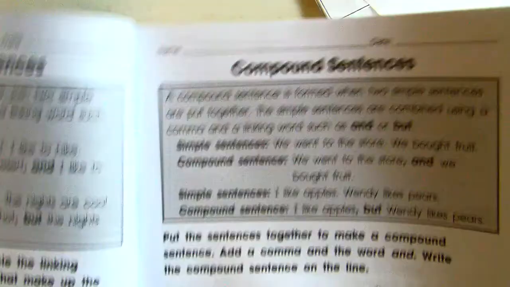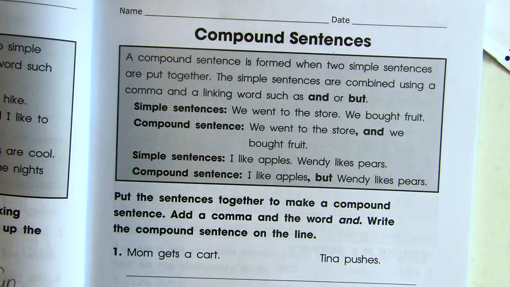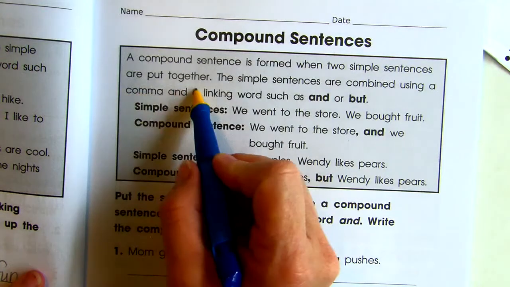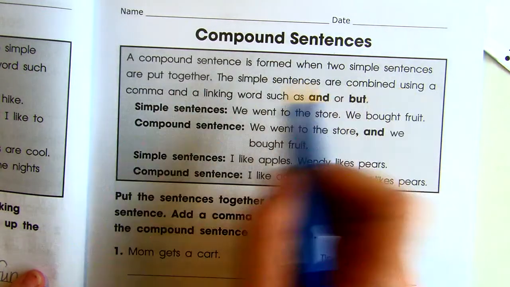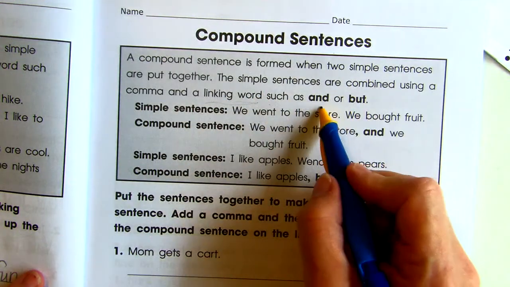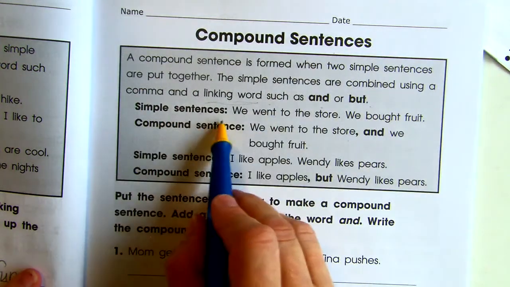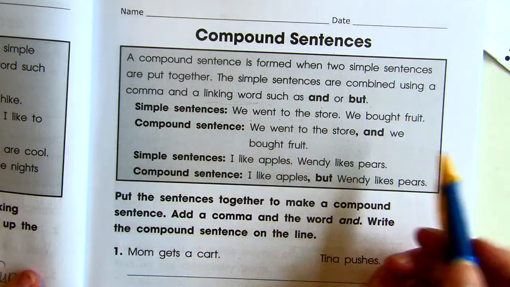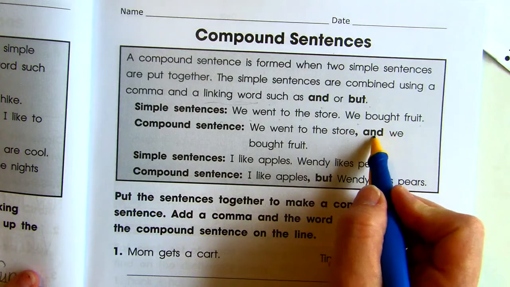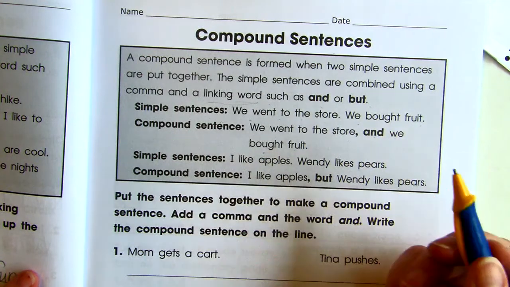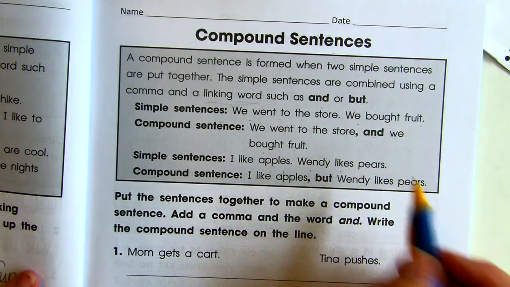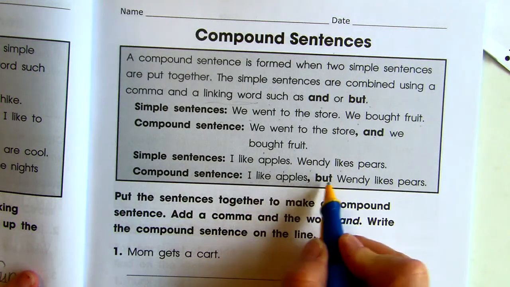Here we're going to do the opposite. We're still talking about our compound sentence. It's formed when two simple sentences are put together. The simple sentences are combined using a comma and a linking word, a conjunction, such as and or but. Simple sentences: We went to the store. We bought fruit. Compound sentence: We went to the store and we bought fruit. Simple sentences: I like apples. Wendy likes pears. Compound sentence: I like apples, but Wendy likes pears.